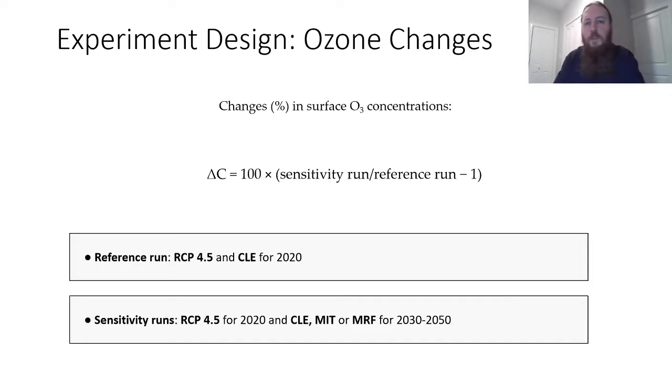I want to show some changes on ozone concentrations. These ozone concentrations were calculated using the average surface concentrations of each run. I'm comparing each sensitivity run with a reference run. My reference run is a run using RCP 4.5 and current legislation emissions for 2012 and 20. And each of my sensitivity runs, I'm using the same meteorological input and also using different emissions.